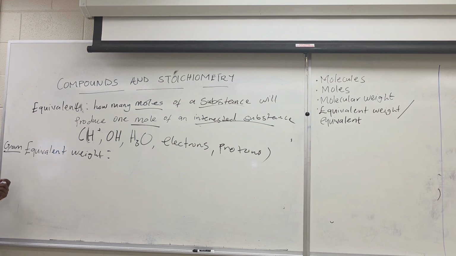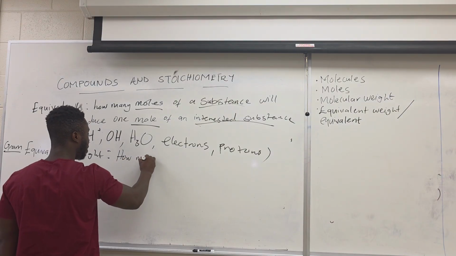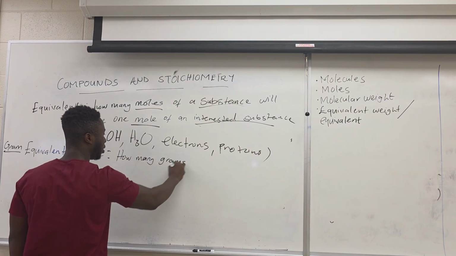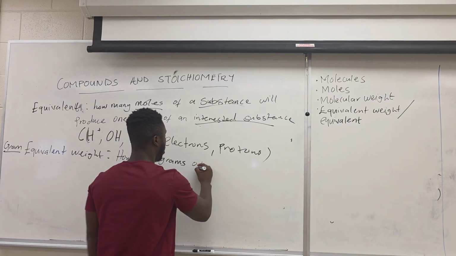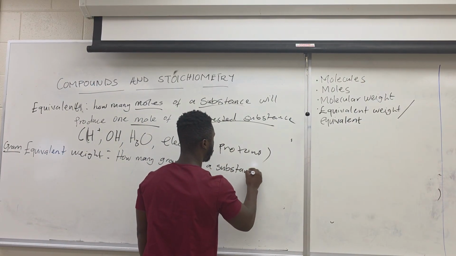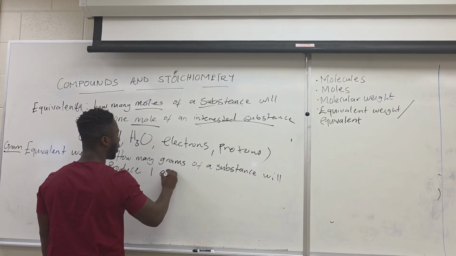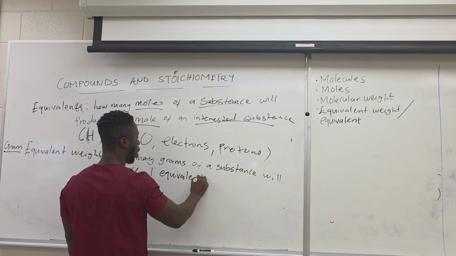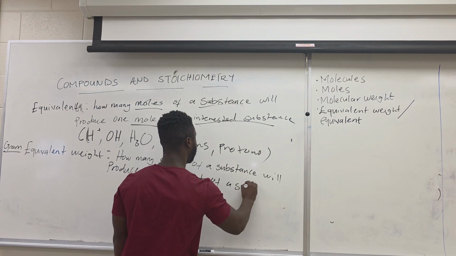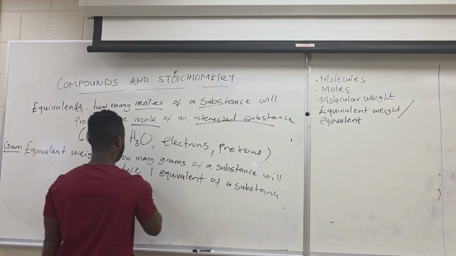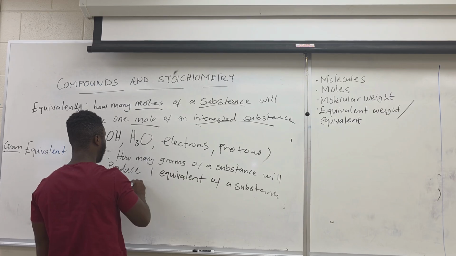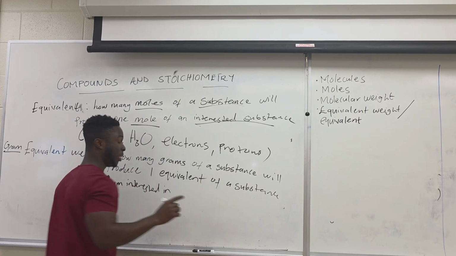So as I said, for the gram equivalent weight, we have bound the measurement to grams. So the gram equivalent weight will be how many grams of a substance that I have will produce one equivalent of a substance I am interested in. Now, let's pay attention over here.